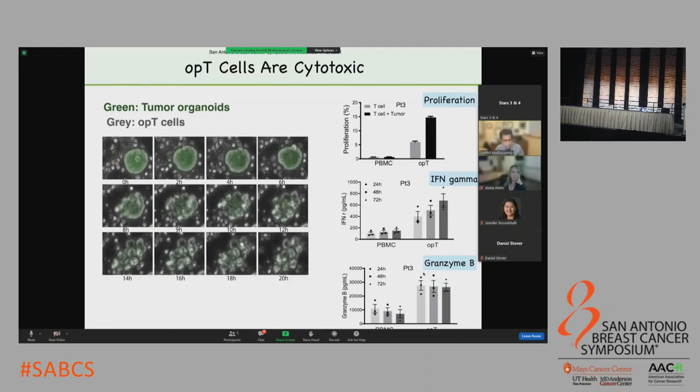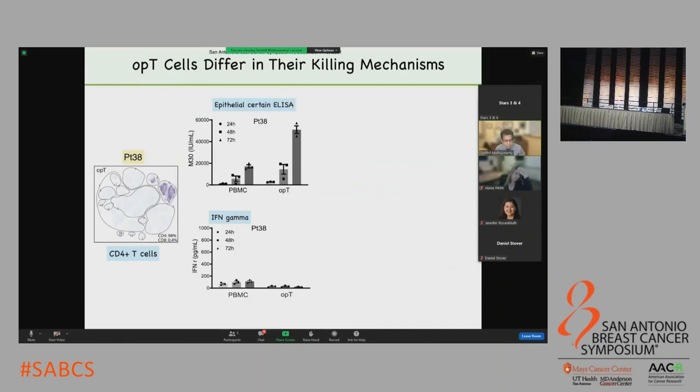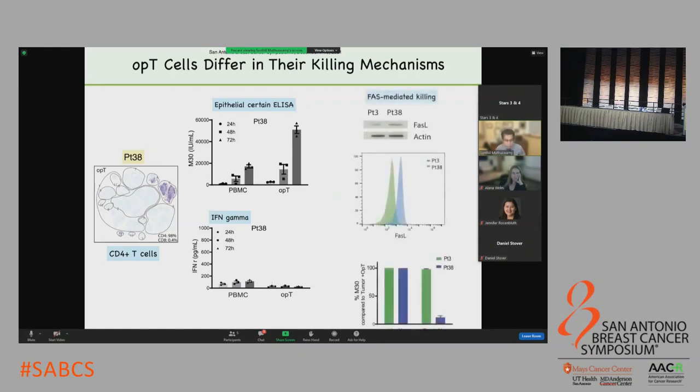Now, as I mentioned, some of them are CD4 and some CD8 positive T cells. When we dig deeper into the mechanism by which they kill, we also find that there are different mechanisms by which these T cells kill the tumor organoids. For example, with the CD4 positive T cells, if you co-culture them and measure the levels of epithelial keratin in the media, it demonstrates that OPT cells, in fact, induce killing as monitored by an increase in the keratin levels in the media. However, the interferon gamma levels do not change. Now, as you know, there are other mechanisms by which T cells can kill.